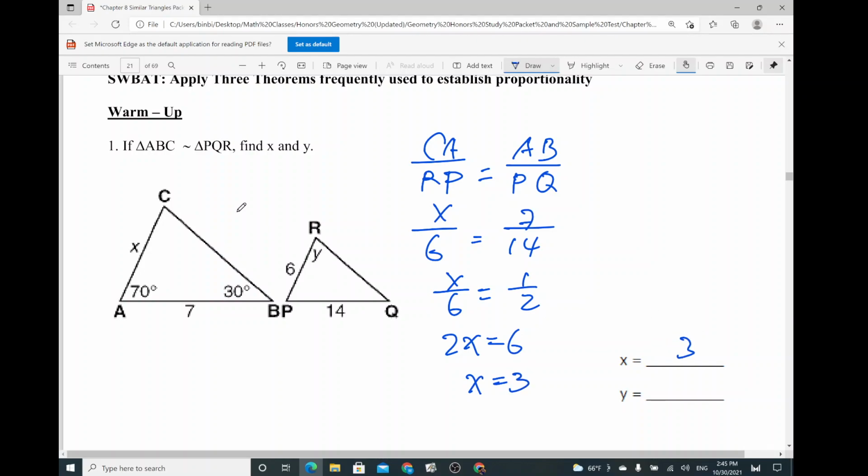To solve for y, we want to find the measure of the third angle here. 180 minus 30 minus 70, so we get 100. That means angle y is 100 degrees, because the triangles are similar, so all 3 angles have to be congruent. So angle R, which is y, is 100 degrees.